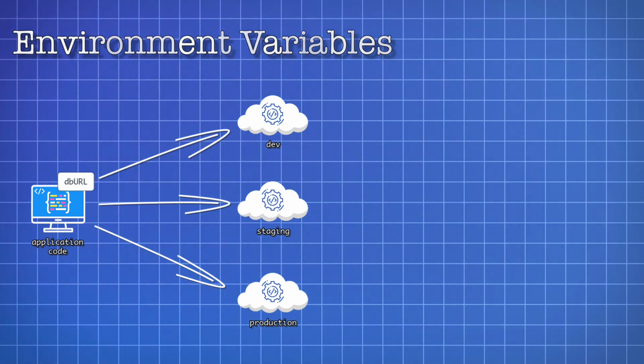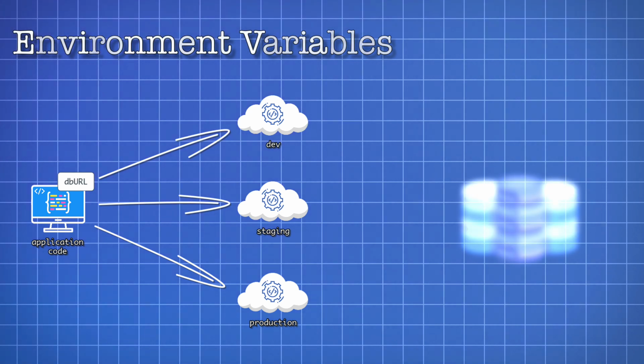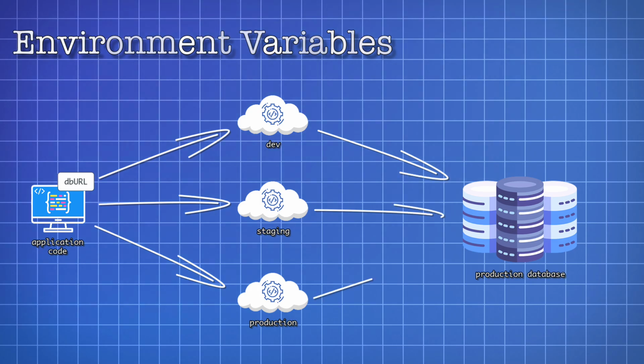Storing information for accessing external resources like databases directly in our code ties all these environments to a specific instance of the external resource. As you can imagine, this will be a problem for a number of reasons. For example, the production database will collect development junk, and this also means that anyone with access to the source code will be able to access the production database without any peer review.